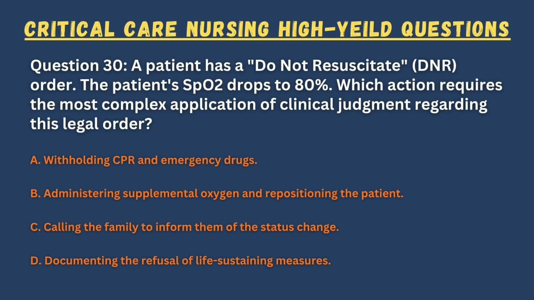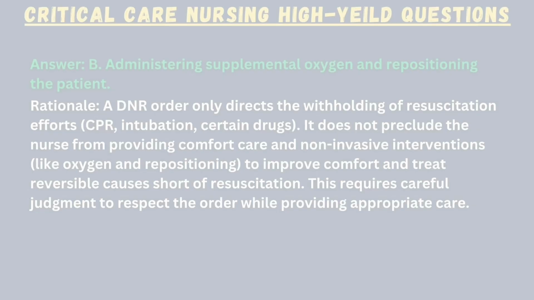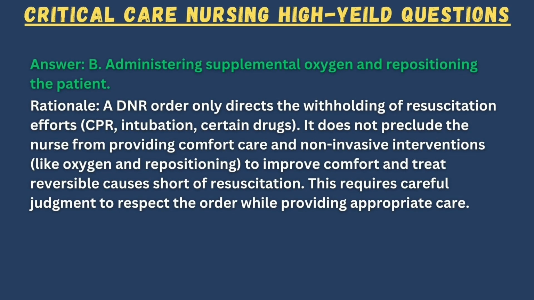Question 30. A patient has a do not resuscitate DNR order. The patient's SpO2 drops to 80%. Which action requires the most complex application of clinical judgment regarding this legal order? A. Withholding CPR and emergency drugs. B. Administering supplemental oxygen and repositioning the patient. C. Calling the family to inform them of the status change. D. Documenting the refusal of life-sustaining measures. Answer. B. Administering supplemental oxygen and repositioning the patient.